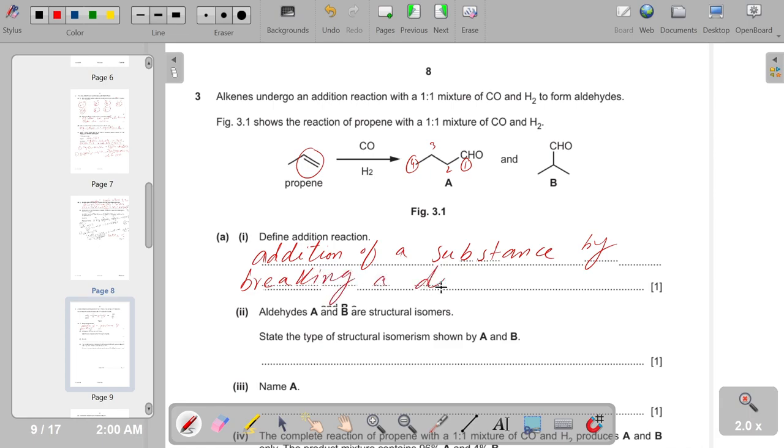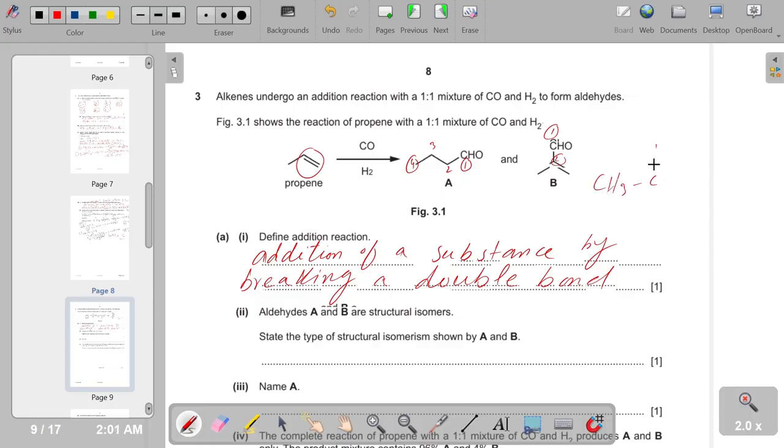You can even say such a reaction makes a single product. Aldehyde A and B are structural isomers. Yes, I can see it here. You can see if it is carbon number 1, it is carbon number 2. It is making a chain. For example, you can see it here. It is CH3.